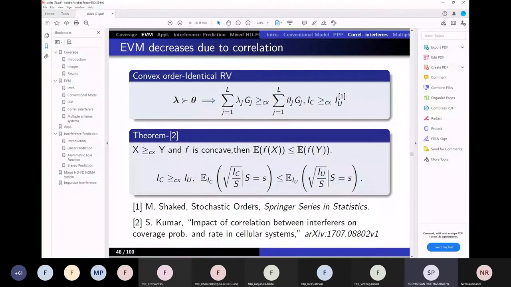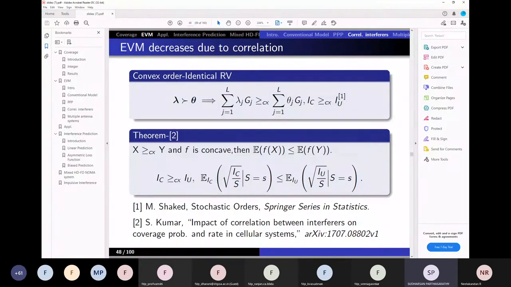Okay, so the EVM due to correlation is less than or equal to the EVM due to the uncorrelated case. You can see a similar thing for conforming shadow fading also, if you plot the expression that we have given. But giving a proof like this might not be easy there.